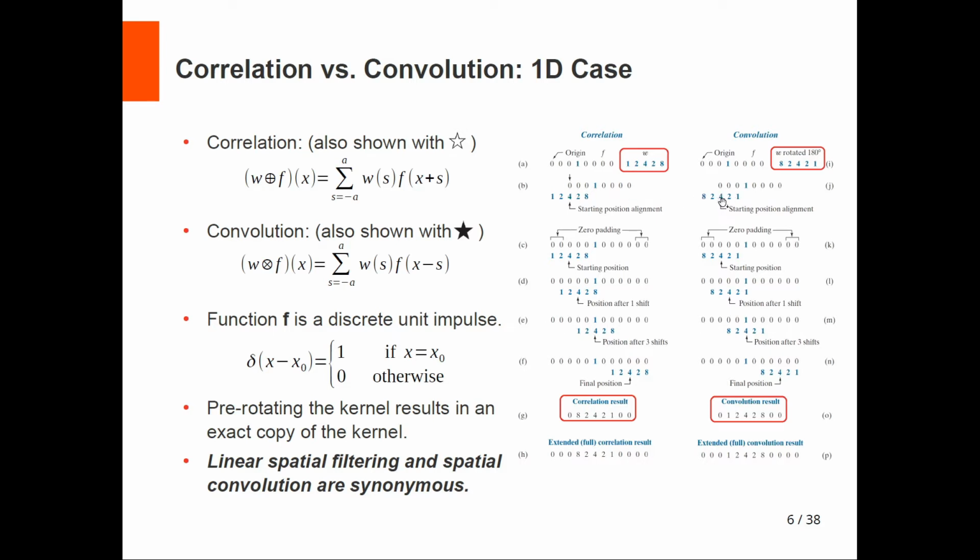We place the center at the first pixel. We realize that there are two values of the kernel that fall outside the boundary. We add zeros, and then we calculate the element-wise product, and then sum the result to get the final response of the image to this pre-rotated kernel. When we do that, we see that the convolution result is the exact copy of the original kernel at the location of the discrete unit impulse. So pre-rotating the kernel results in an exact copy of the kernel.